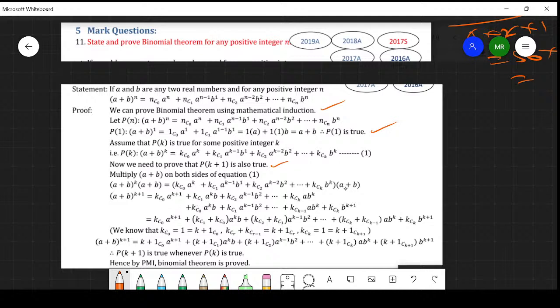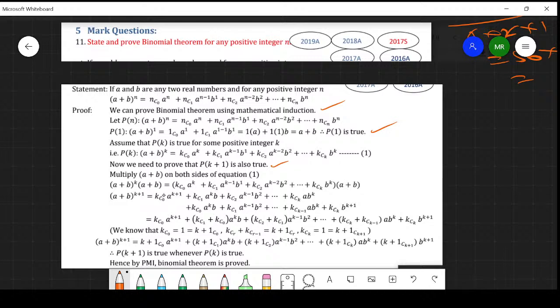First I will multiply with a all the terms. kc1 a power k minus 1 into a, it will come kc1 a power k into b. Next kc2 a power k minus 1 into b square, and so on, plus kck a into b power k. Multiply with a. Next, when you are multiplying with the b, start from here, leave one term gap here, and start here. kc0 a power k into b. You multiply everything with the b, we get this expression.